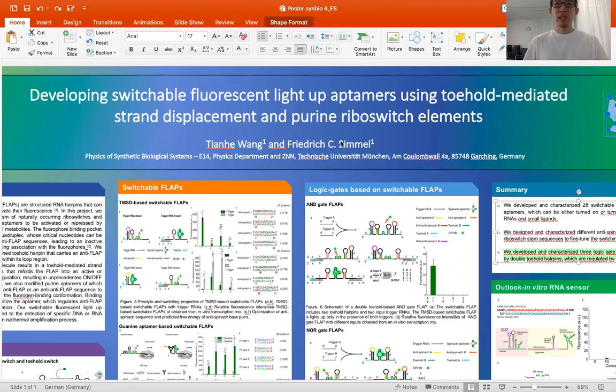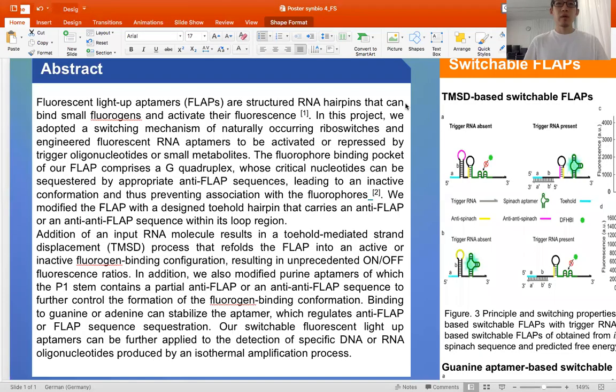Today, I would like to present my project about developing switchable fluorescent light-up aptamers using toehold-mediated strand displacement and purine riboswitch elements. Fluorescent light-up aptamers are rapid fluorescent reporters compared to fluorescent proteins. They have great potential to be applied to RNA-based genetic circuits. Therefore, developing novel switchable fluorescent aptamers, which have a high on-off ratio, would contribute not only to RNA circuits, but also to in vitro RNA detection.